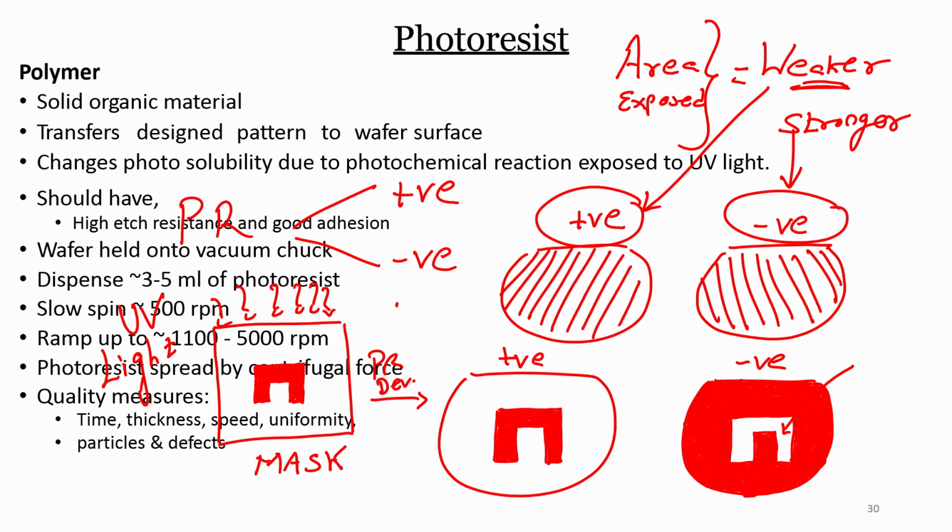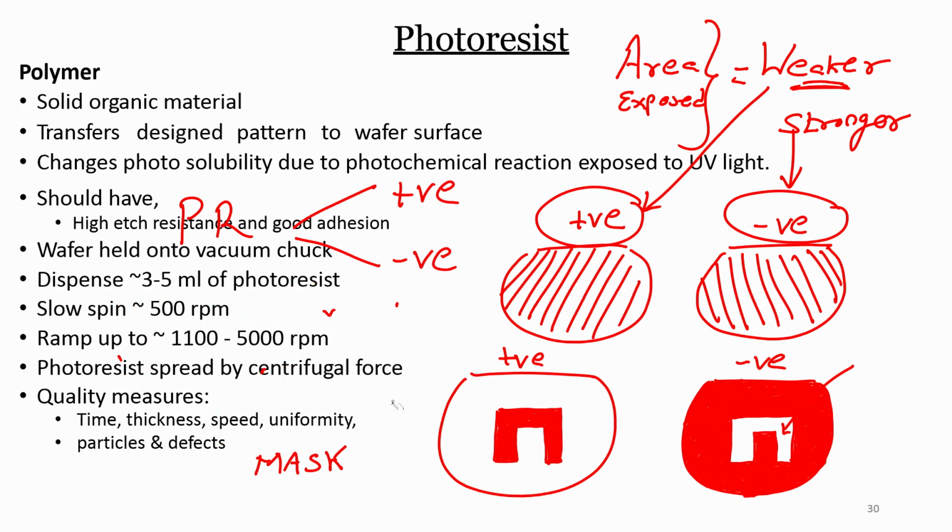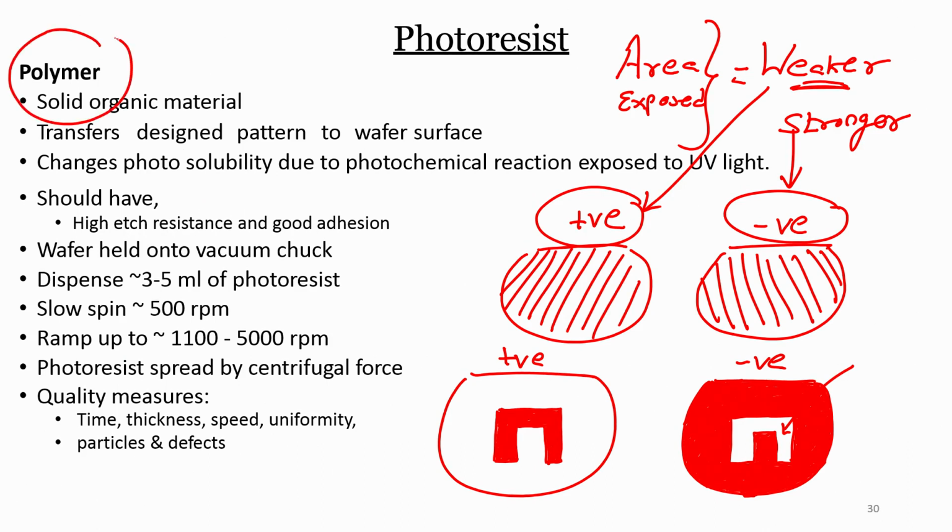So, let me show you a few more points. Now, what should the photoresist consist of? What should the polymer have? The polymer should have high etch resistance and good adhesion, that is a requirement, right. And this is how the polymer is coated onto the wafer.